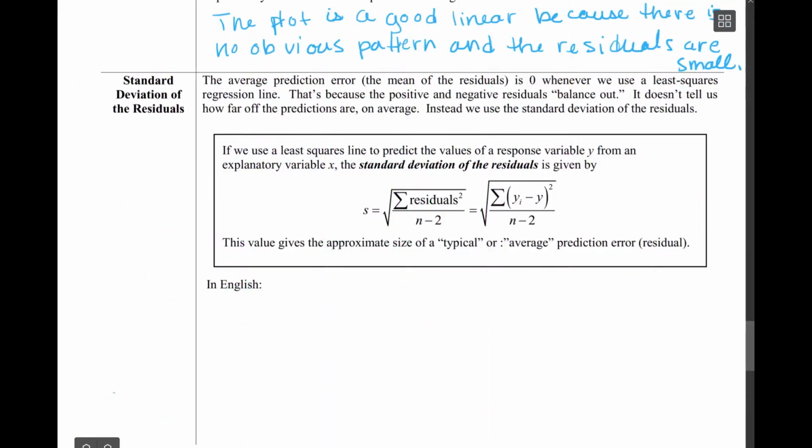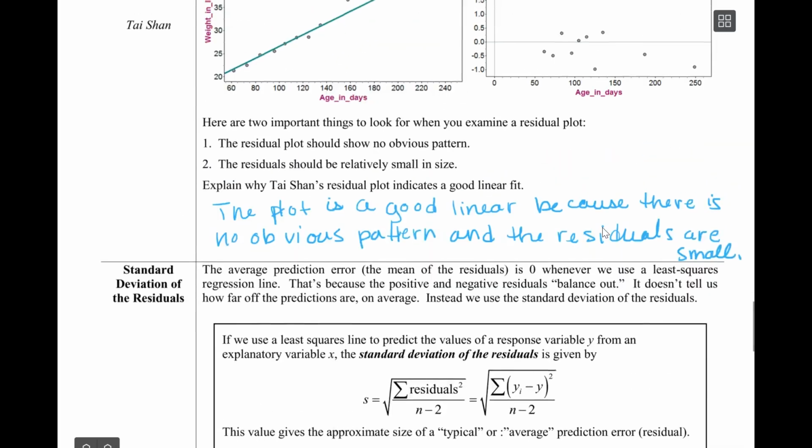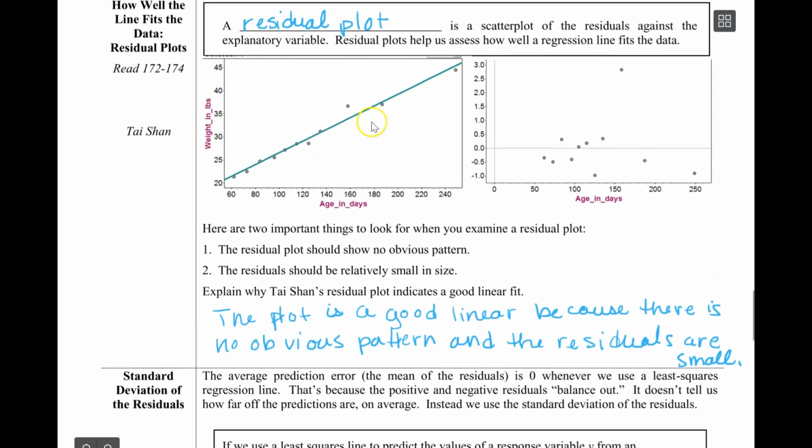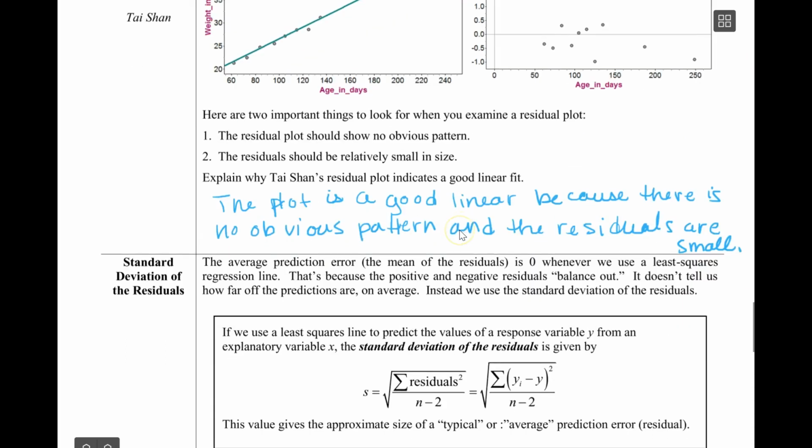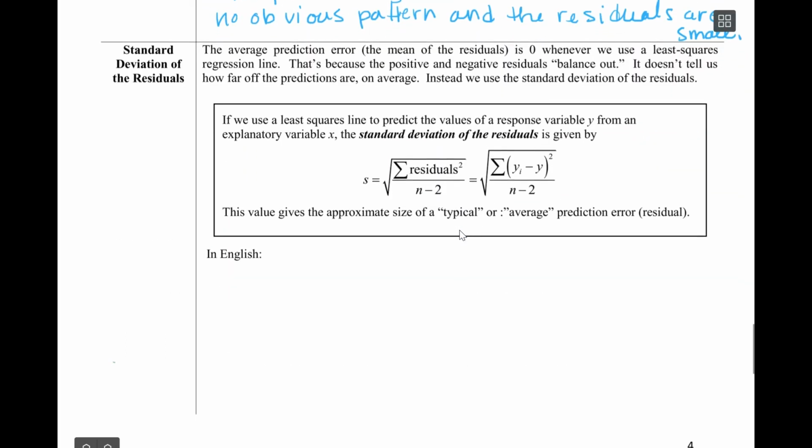So the standard deviation of the residuals is exactly what it sounds like. We take all of our residuals, we make them a list, like if we look at this pattern above. So if we had all of our residuals and calculated their standard deviation, just like they were any set of data, we'd have the standard deviation of the residuals. It's important to have this because it will tell you that typical or average prediction error.